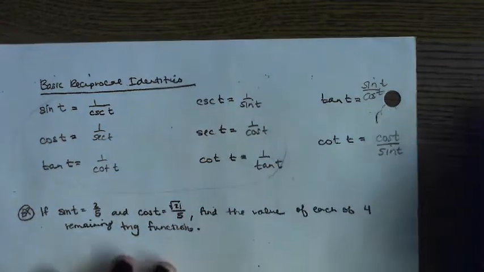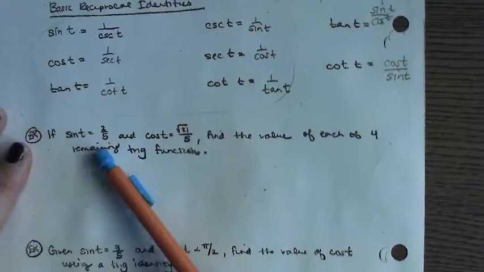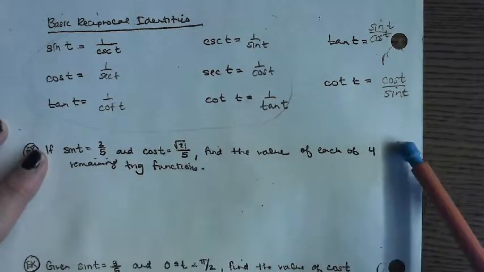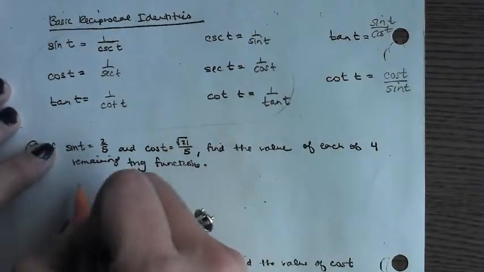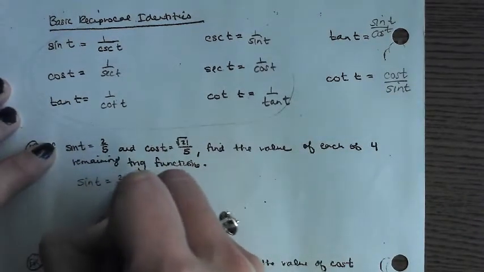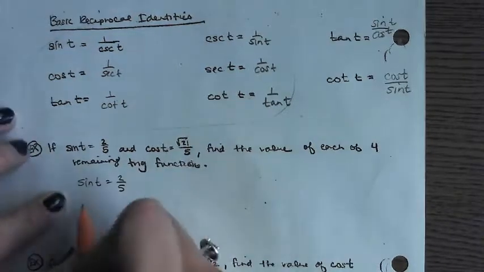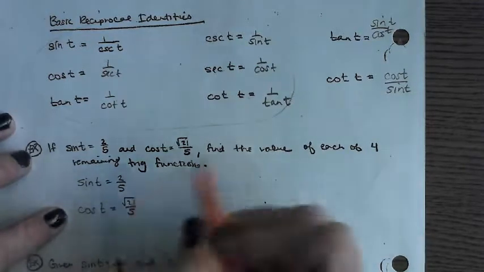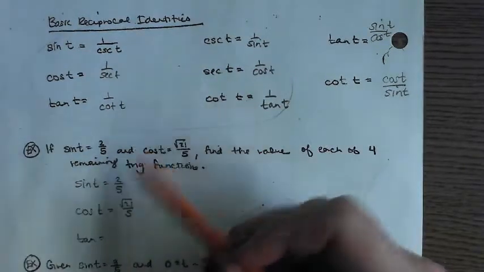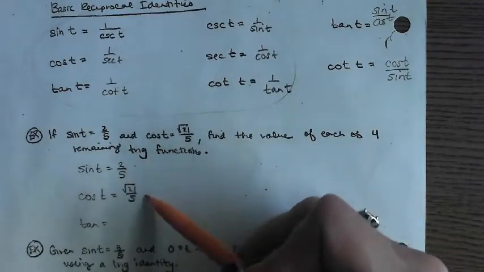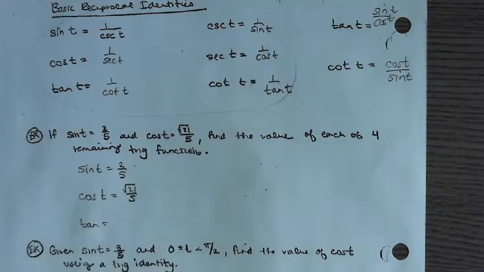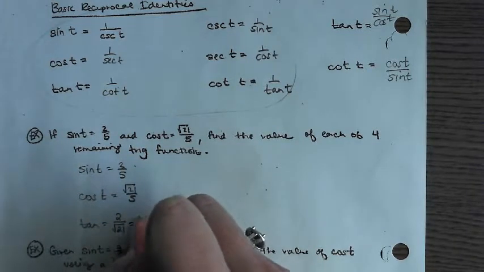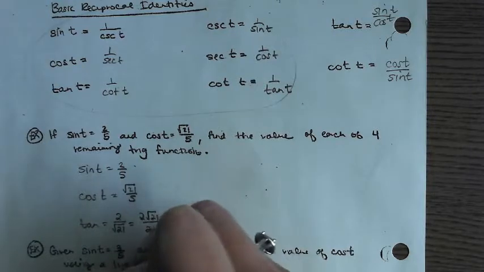Okay? So in this example here, they give us the sine and the cosine, and they ask us to find the rest. So I'm just going to keep it all in the same order and rewrite what I know. Sine is 2/5. Cosine is root 21 over 5. So the tangent is going to come from sine divided by cosine. 2/5 divided by root 21/5, which is going to be 2 over root 21, which is going to rationalize to 2 root 21 over 21.